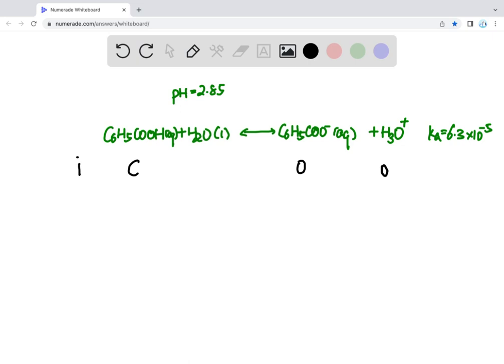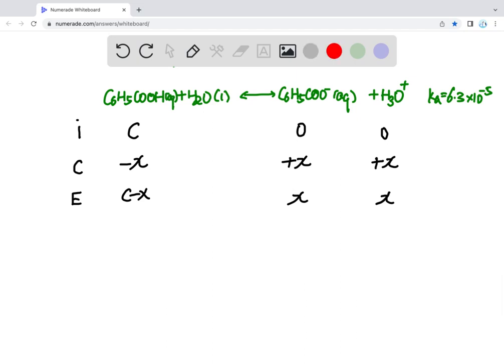And of course, once it dissolves in the water, there will be dissociation. So the benzoic acid will be consumed. Let's say about X mole concentration will be consumed. And in this case, we generate X mole cation or X mole anion and X mole proton. So in the end, the concentration of the benzoic acid will be C minus X. And the concentration of the C6H5COO minus would be X. And the concentration of proton will also be X.